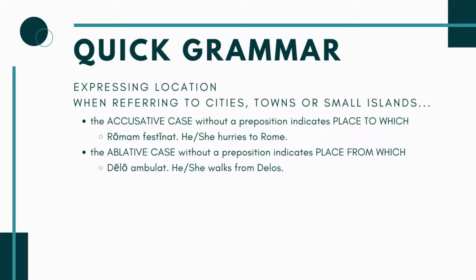So if you were to say Romam festinat, he or she hurries to Rome. There's no preposition there, but you have this accusative of Romam. So if you're not used to this, you might look and say, oh, he or she hurries Rome, thinking it's a direct object, but it's not.